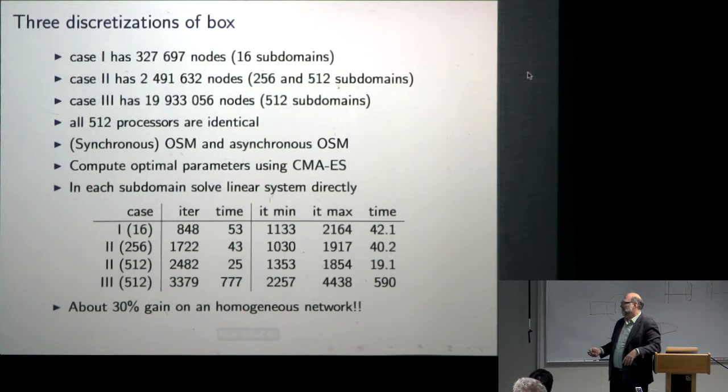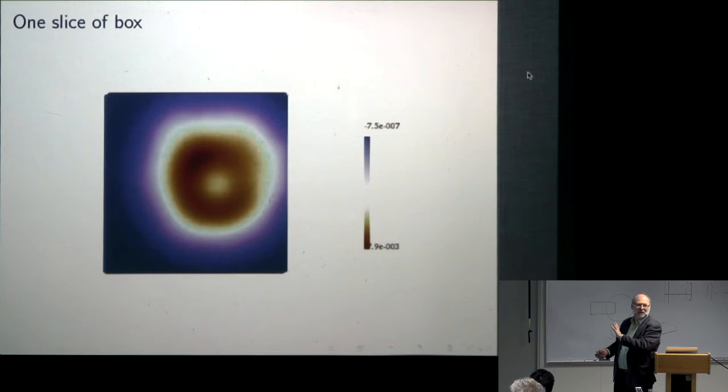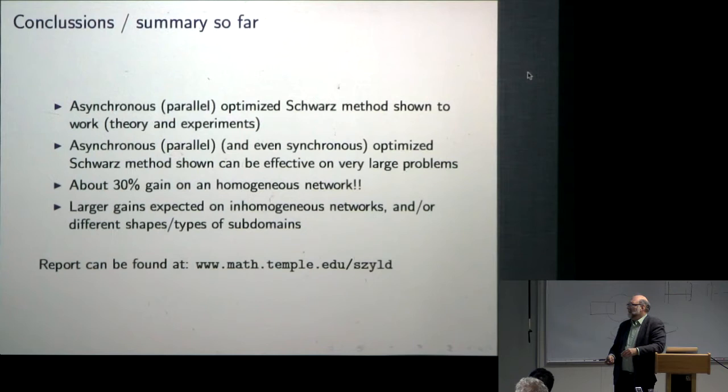All right, just to show some result that resembles what we expect. You take a slice at 5 kilometers down, and this is the gravitational potential that we get from the data we have. Okay. All right, so I gave you an introduction to asynchronous parallel optimized Schwarz methods, both some theory and some experiments. They work. You should think about them if you have a similar problem or a different problem. Don't expect to gain an order of magnitude. Okay.